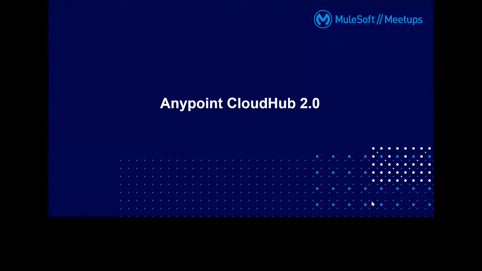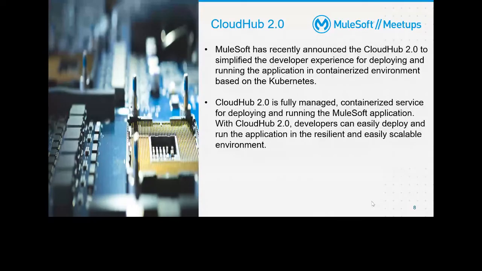So let's see what happens in CloudHub 2.0. As you are aware, last month MuleSoft announced CloudHub 2.0 to simplify the developer experience for deploying and running applications in a containerized environment, which is based on Kubernetes. CloudHub 2.0 is also fully managed like CloudHub 1.0. It's a containerized service for deploying and running your MuleSoft applications. With CloudHub 2.0, you can quickly deploy and run an application in a resilient and easily scalable environment.